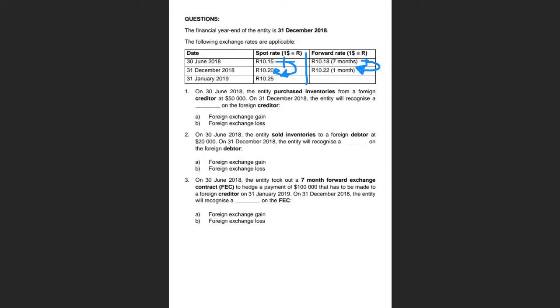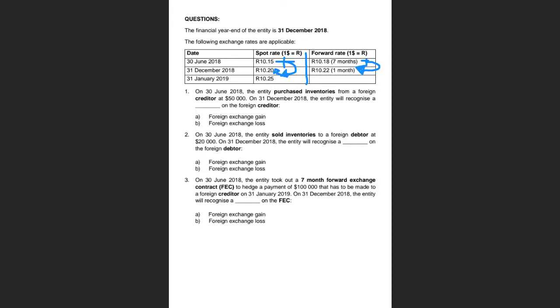Therefore, at year end, it would have cost us more to get into the contract. We got into the contract at 10 Rand 18, right? But at year end, if we decided to get into the contract, we would have had to pay 10 Rand 22, right? So it would have cost us more if we got into the contract at year end.